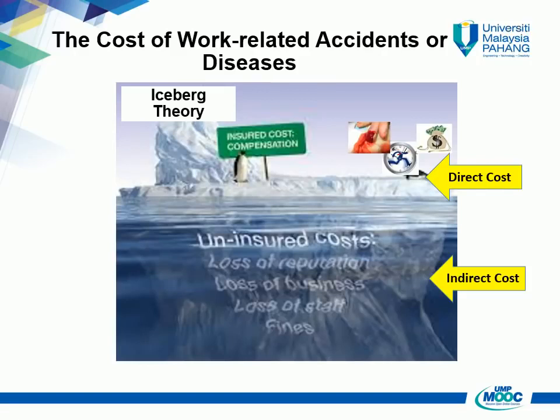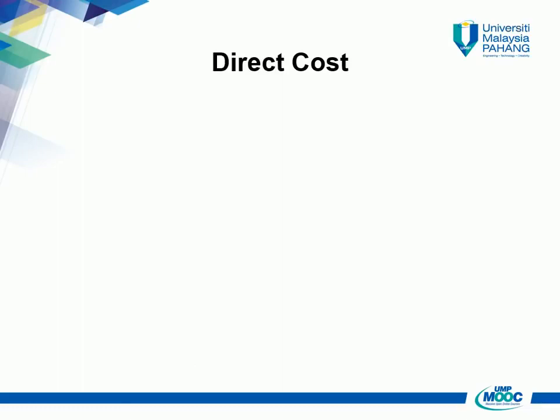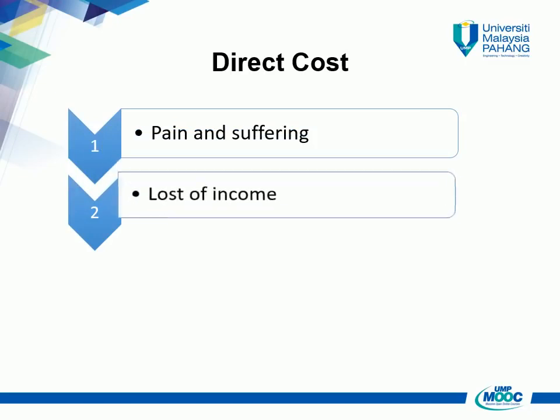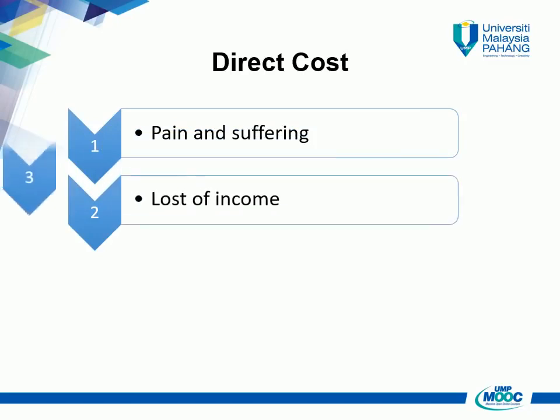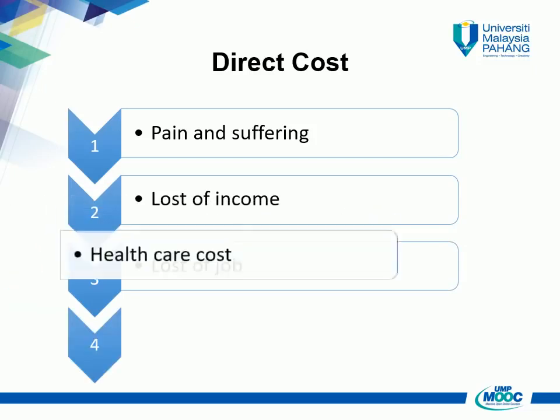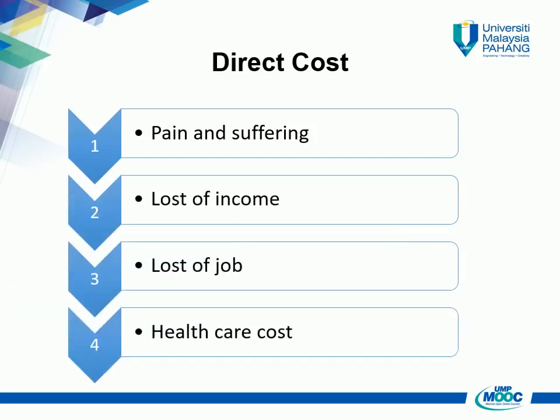Work-related accidents or diseases are very costly and can have many serious direct and indirect effects on the lives of workers and their families. For workers, some of the direct costs of an injury or illness are: number 1, the pain and suffering of the injury or illness. Number 2, the loss of income. Number 3, the possible loss of a job. And number 4, healthcare costs.